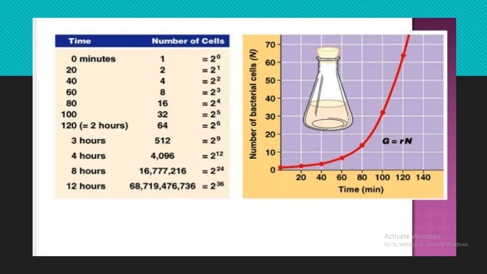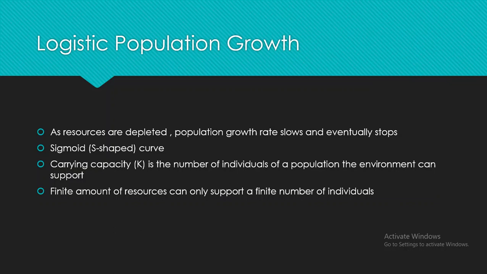So, another example for a graph of an exponential growth. Then in logistic population growth naman, yun yung sinasabi ko kanina, this is only viable for an environment which has a carrying capacity of how much lang. As resources are depleted, population growth rate slows and eventually stops. Yung nangyayari kapag paubos na yung resources sa isang ecosystem or environment, bumabagal yung rate ng pagdami ng population because wala nang resources na viable.